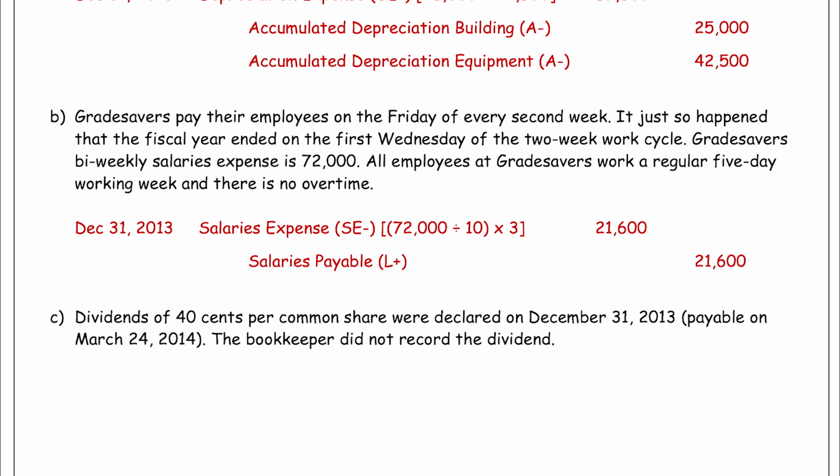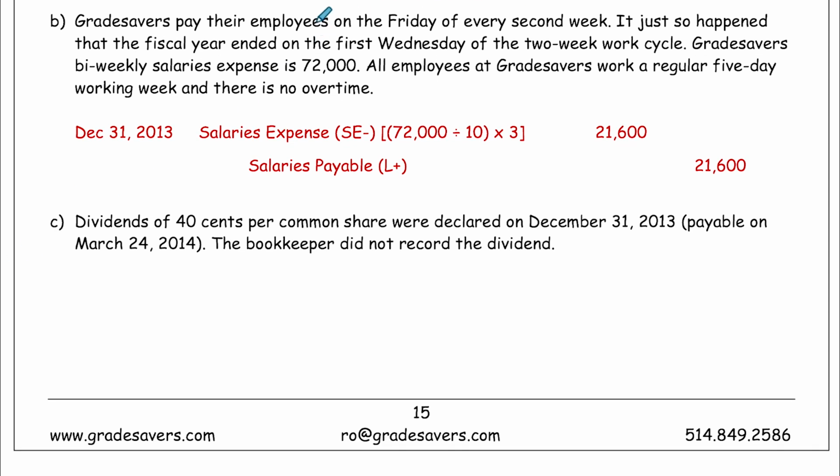So I'm hoping that you guys got that, and if you did, I would now tempt you guys to look lower down. Let's have a look at required C. Here it says, dividends of 40 cents per common share were declared on December 31st, 2013, but they're payable on March 24th, 2014. The bookkeeper did not record the dividend. So the idea here is to accrue the dividends. The dividends have been declared, but they're going to be paid for later.